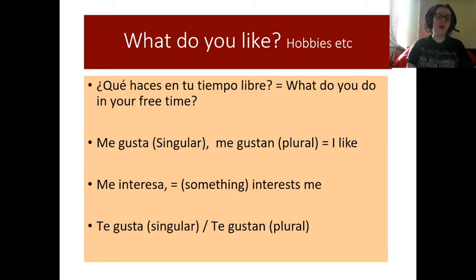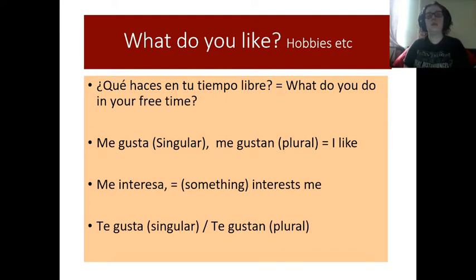The actual verb conjugation, which of course is something we're not quite ready for yet, is actually in relation to the object or the thing that we like. And the same applies to when we say something interests me.